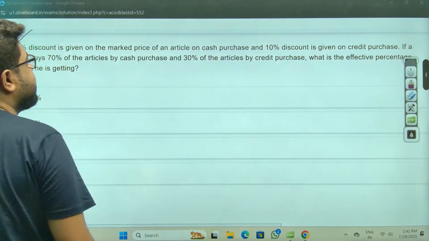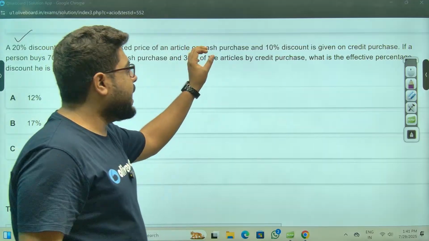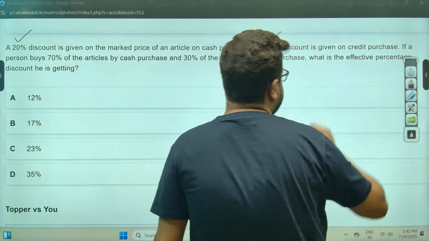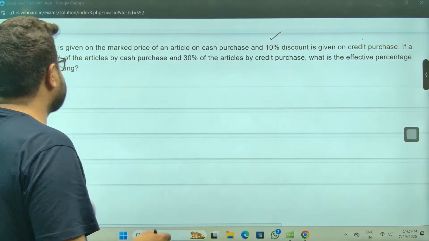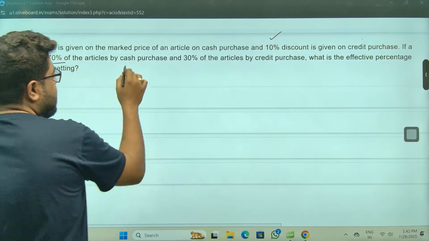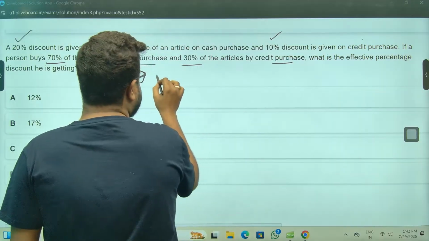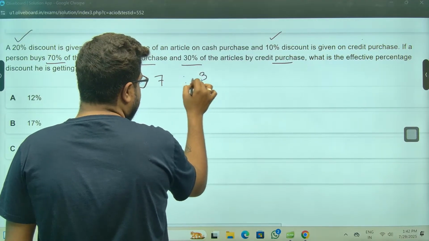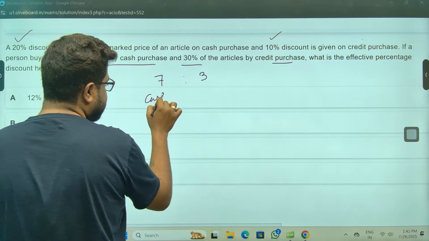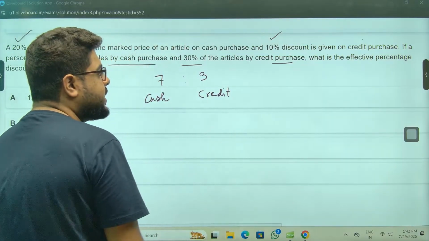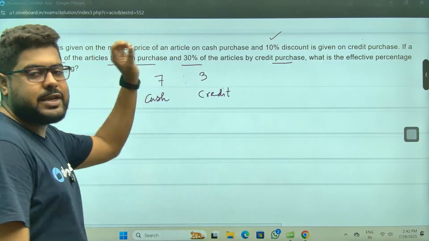20% discount is given on a mark price of an article on cash purchase and 10% on credit purchase. Okay, if a person buys 70% of the articles by cash purchase and 30% by credit, so 7:3, sir. Cash versus credit, 70% and 30%. What is the effective percentage discount he is getting?